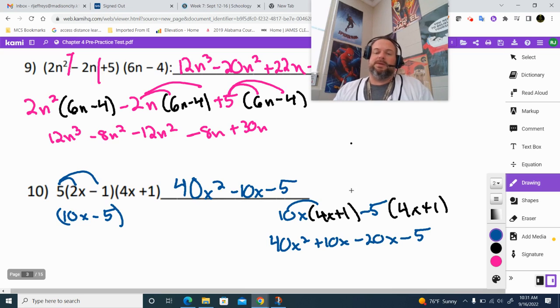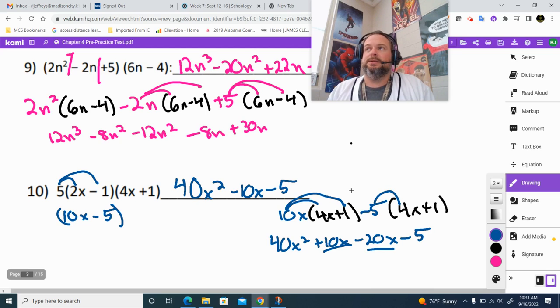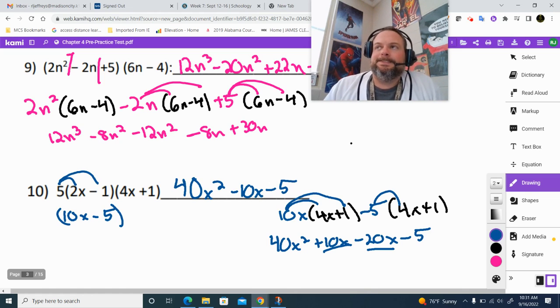Okay, well, we had a positive 10x right here. We had a negative 5 times 4, which is negative 20. Yeah, combined like terms. Yeah, kind of crazy. Now, since we do have these multiplications with the combined like terms, that would actually give me a way to trim down those other two add and subtract things.